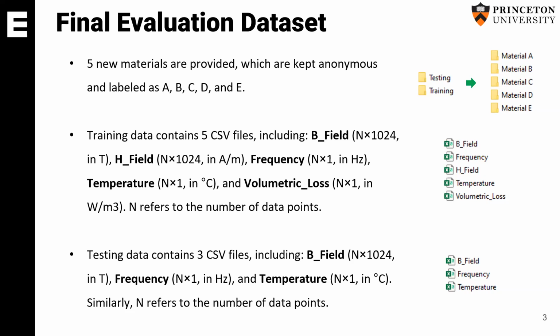In the training dataset, there will be five CSV files, including the magnetic field waveform sequence, the B field, which will be formatted into n times 1024, as what we have for the first round of the materials. Here is the number of data points in each dataset. Similarly, the H field is also a waveform sequence. The frequency is now an n by 1 column vector in hertz, and the temperature is n by 1 in degrees Celsius, and finally the volumetric loss is also a single column vector in watts per cubic meter.